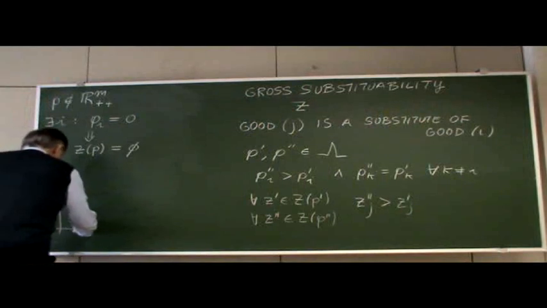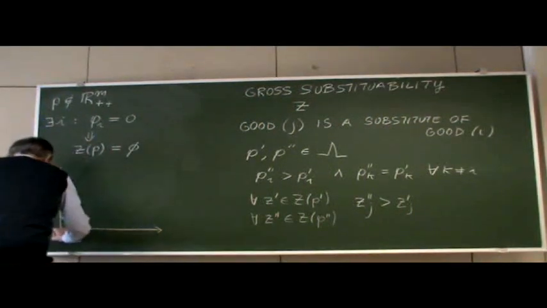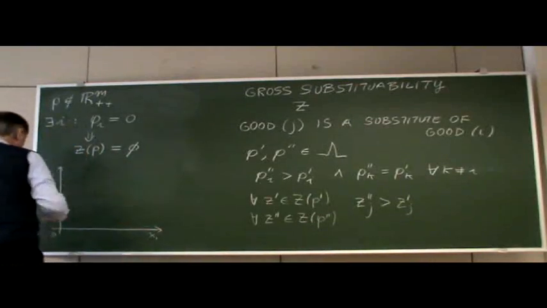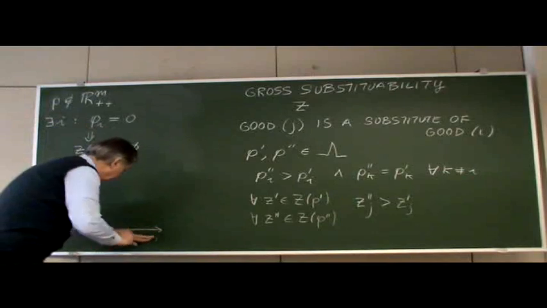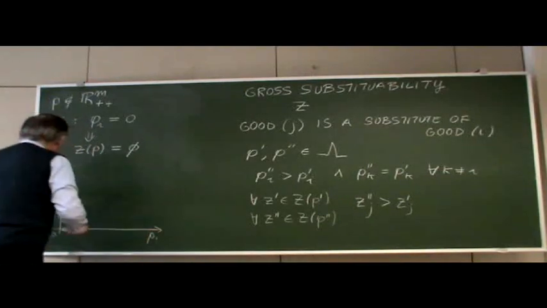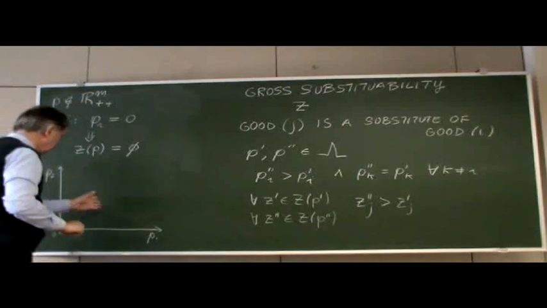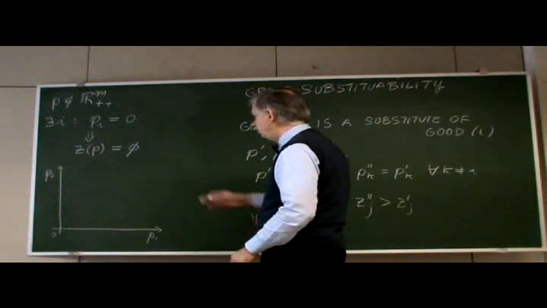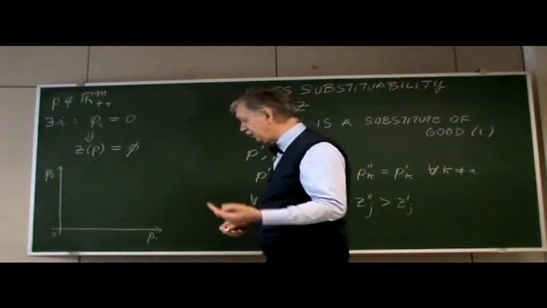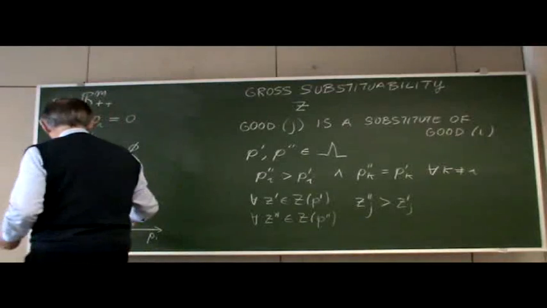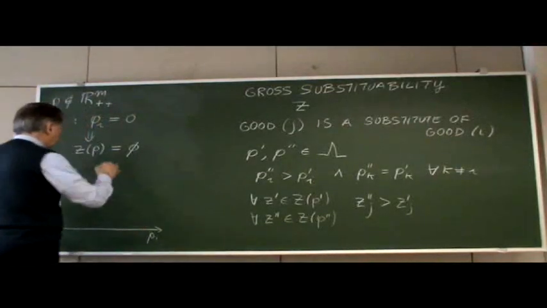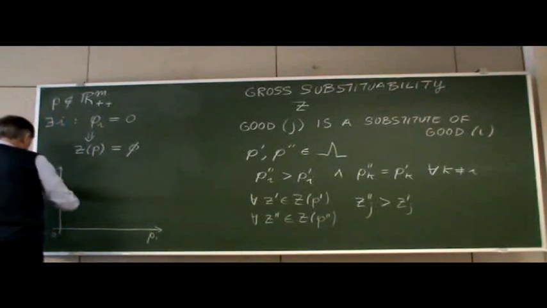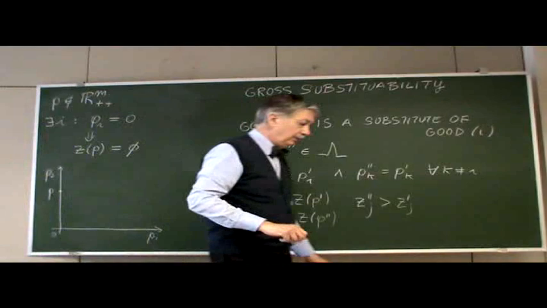In order to prove this result, let's consider this graphic. Suppose that good I is the first good. So the first component of P is null. And therefore P will be, for example, in this point.